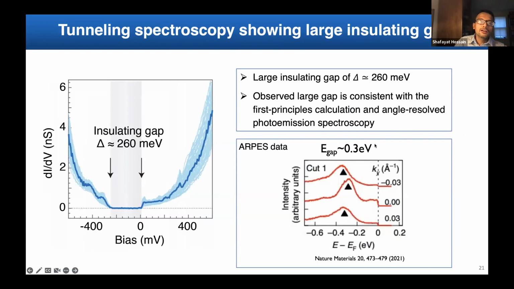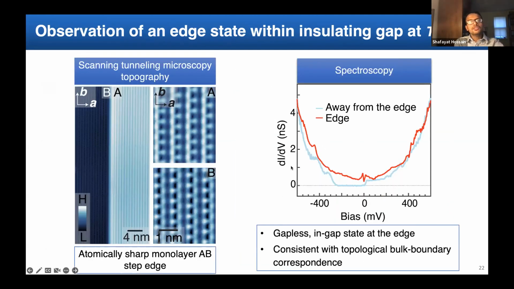After finding a clean surface, we focus on spectroscopic measurements. What we find is a large insulating gap of 260 millielectron volts. This is consistent with the ARPES data and also roughly consistent with the first principle calculations, although the first principle calculations predict a slightly larger gap. After finding this large insulating gap, the goal is to see whether this gap is topological or not.